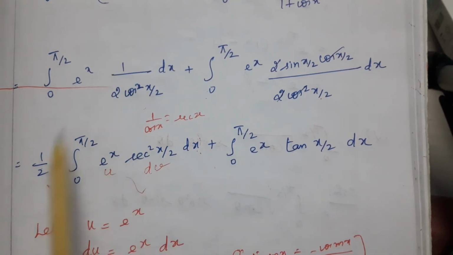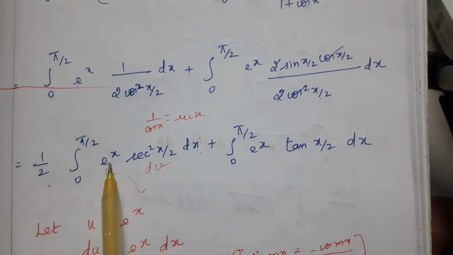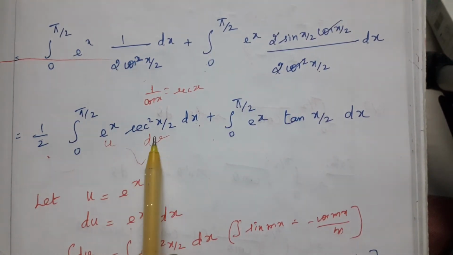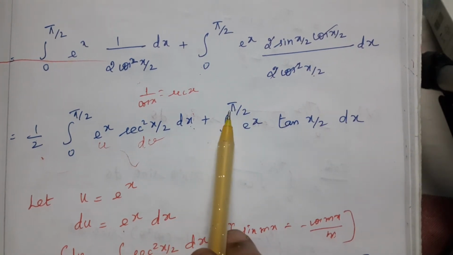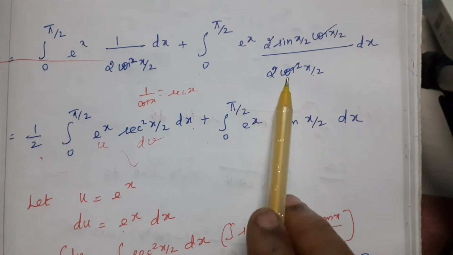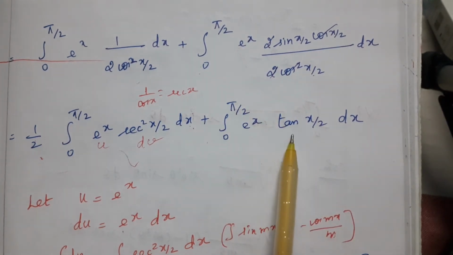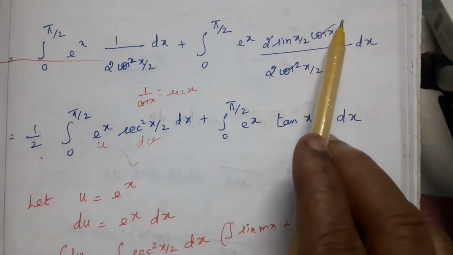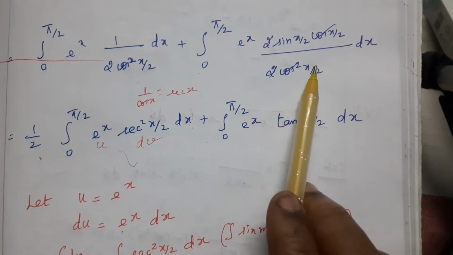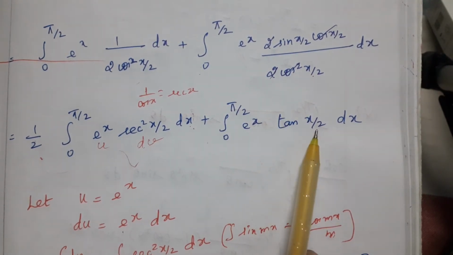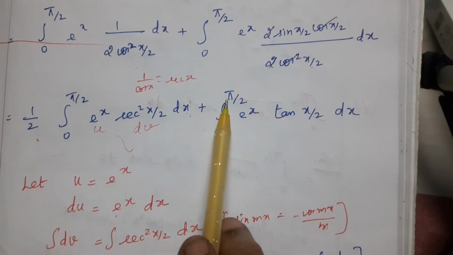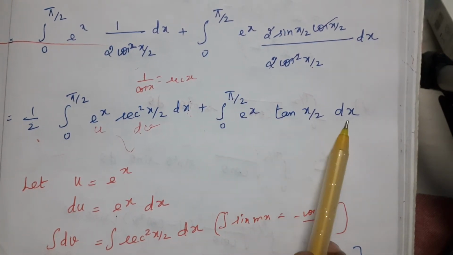So you take 1 by 2 outside, e power x, 1 by cos square x is what? Secant square x by 2 into dx, plus integral from 0 to pi by 2. So cos x cancels, 2 cancels. The balance is sin x by 2 by cos x by 2, which is nothing but tan x by 2. Therefore, integral from 0 to pi by 2 of e power x tan x by 2 dx.